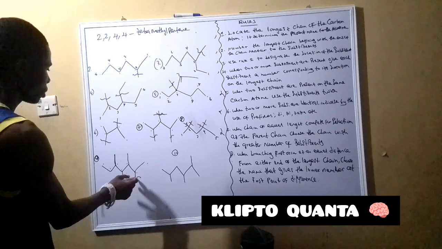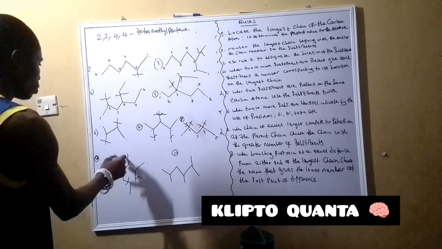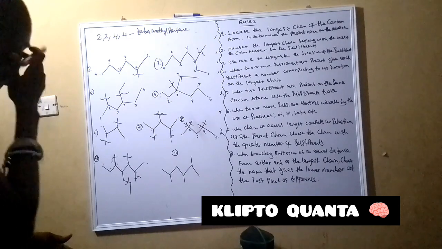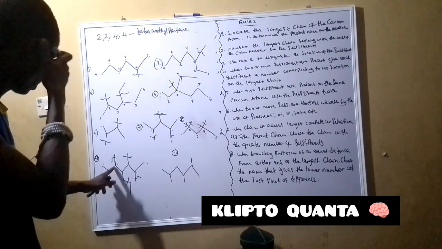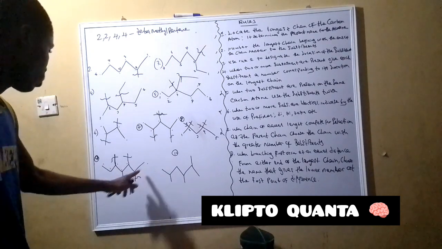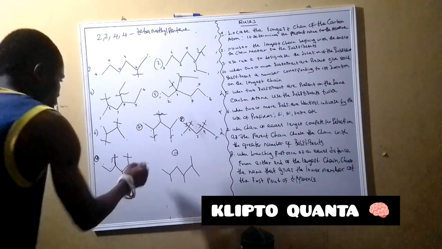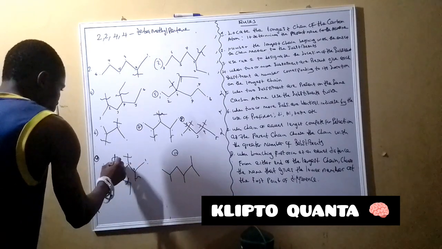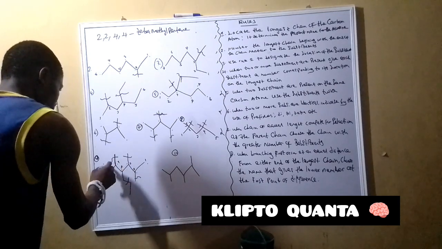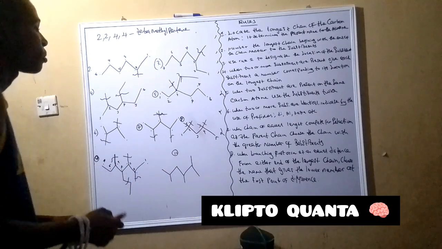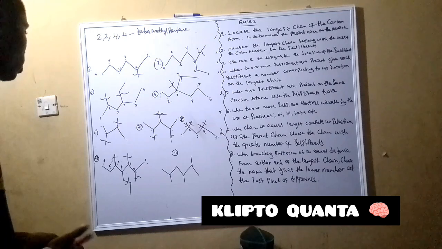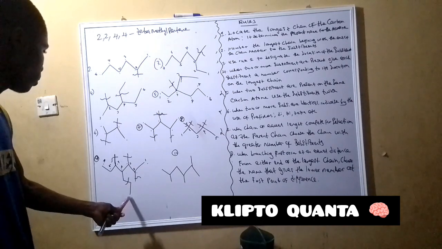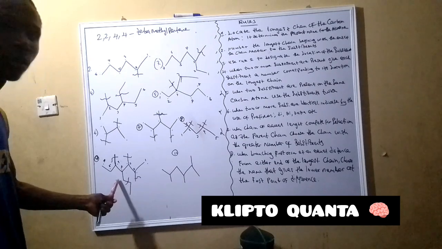So this is a substituent, this is a substituent, this is a substituent, this is a substituent. We have 4 substituents there. So how do we start our numbering? We count from here. 1, 2, 3, 4, 5, 6, 7, which is heptane, right? That is heptane.